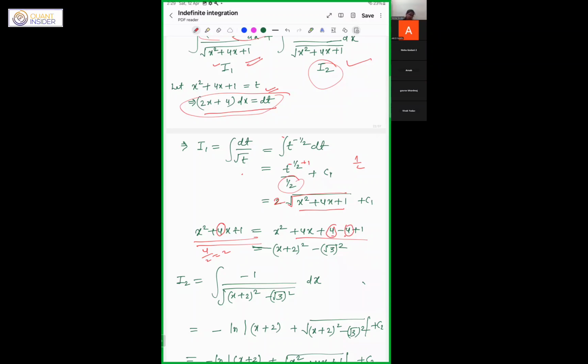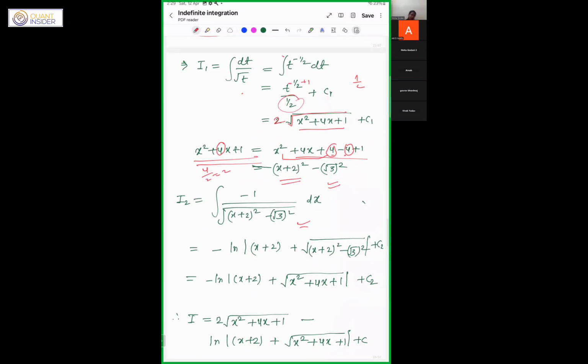So in this way, what do you have? The first three terms give (x + 2)² − 3, where 3 means under root 3 squared. So this becomes now in the form of under root x² − a². So you can apply the formula for this. I have already mentioned it in the previous sheet. So you can directly apply the formula. According to the formula, it is ln |x + under root x² − a²|. So you can apply that formula.